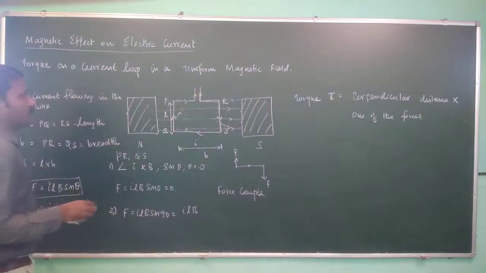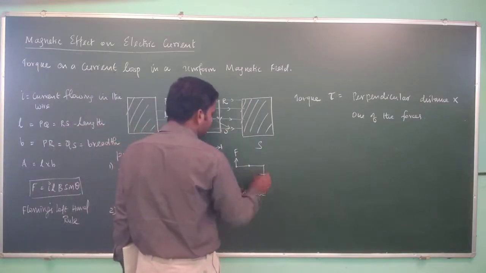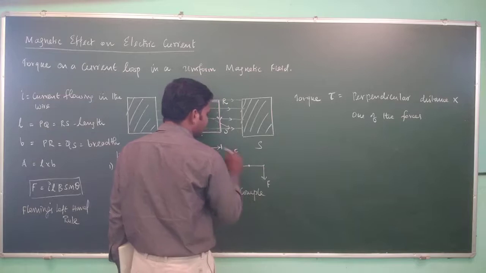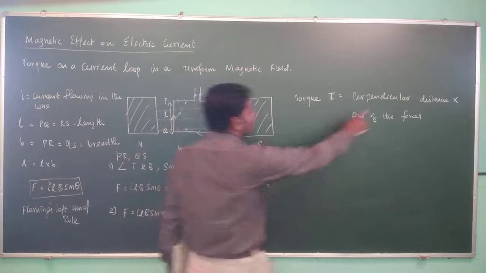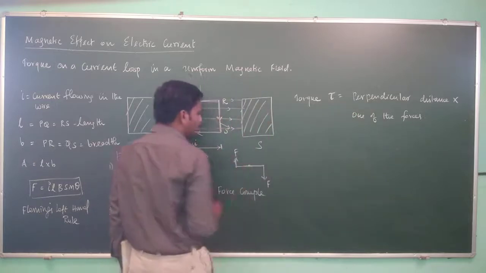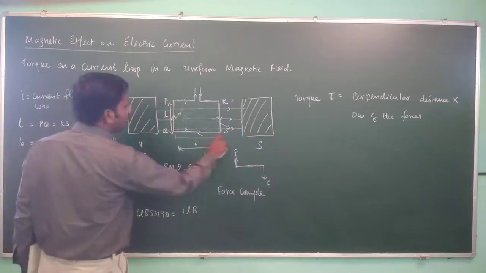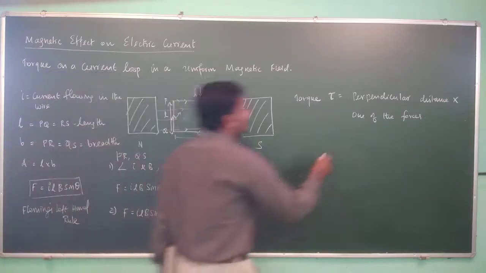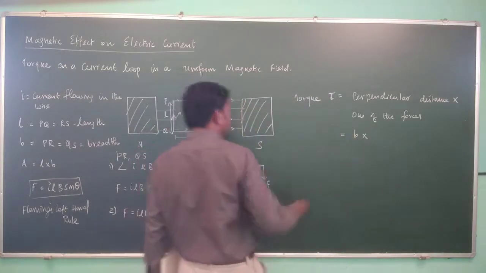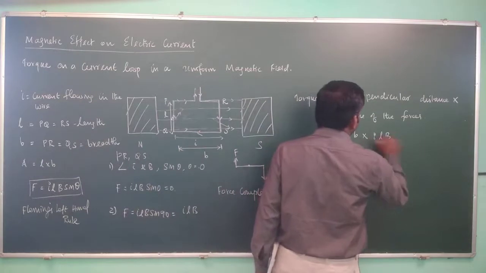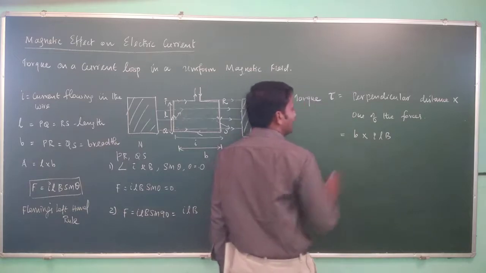I'm sorry. What happens is, see here, the force couple is acting here, right? And the distance between this force couple is nothing but the perpendicular distance. So the distance between these two force points is nothing but B. So the perpendicular distance is B multiplied by one of the forces. What is one of the forces? ILB, where I is the current, L is the length, and this B is the breadth.